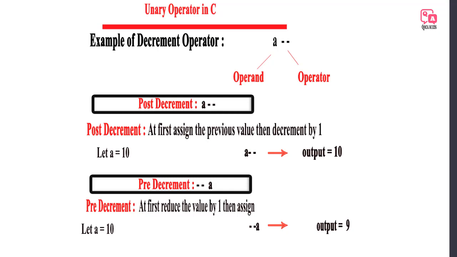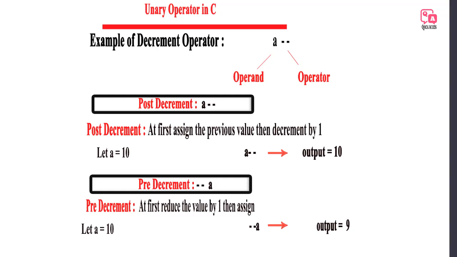So then it will decrease. Now I'm talking about pre-decrement. What are the rules for pre-decrement? At first reduce the value by 1, then assign. Pre-decrement means first there should be an operator, that is minus minus, then a. So for pre-decrement, we have already assigned the operator minus minus, then the next one is the operand.